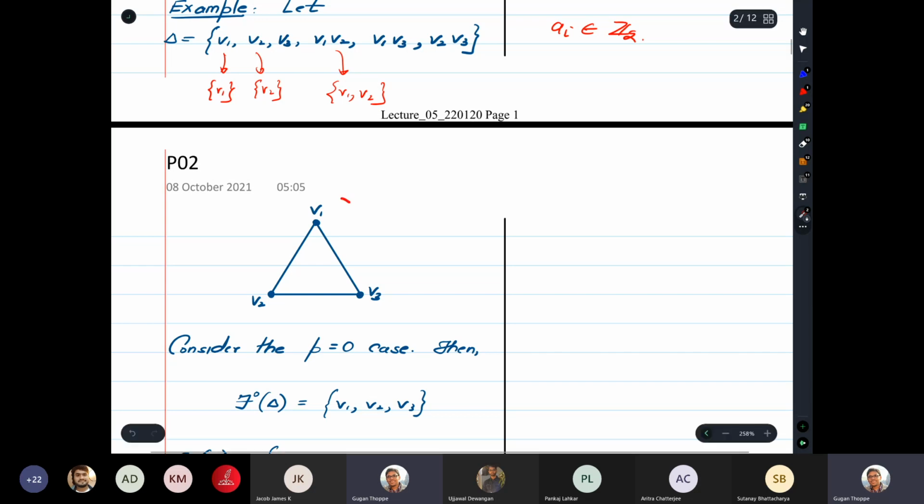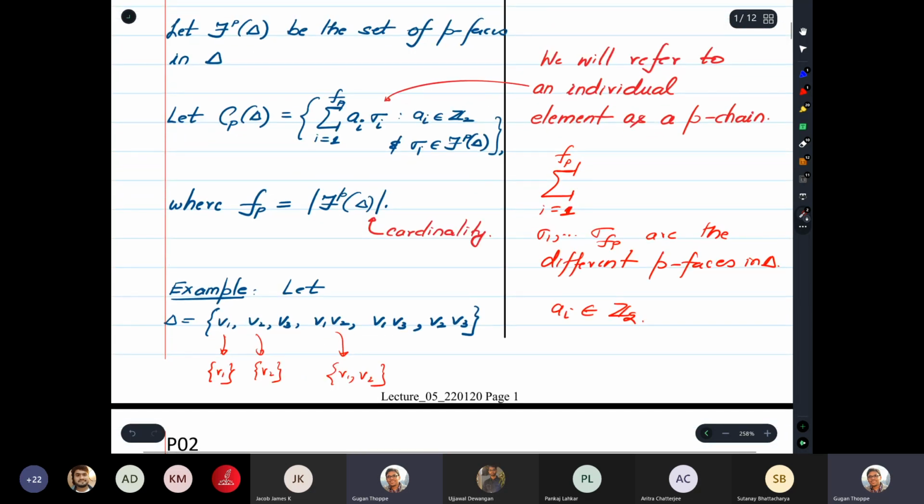All right, so this is the simplicial complex that has been given to us, and our goal is to construct this vector space. We will refer to each element of this vector space as a P chain. Actually, I shouldn't say vector space, because we haven't shown that this is a vector space yet. So each element of this set, we will refer to as a P chain.